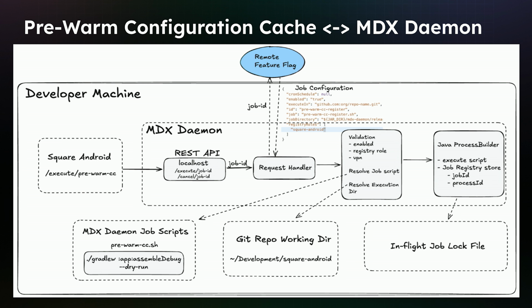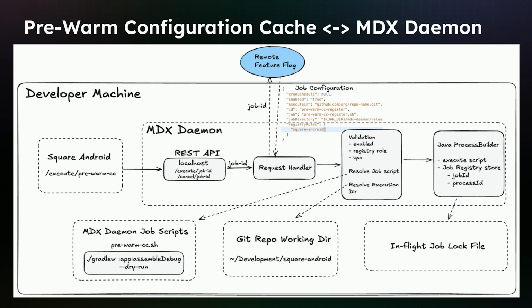Now that we understand how the MDX daemon works and executes a script based on a job ID, let's talk about how the system can be leveraged for pre-warming Gradle builds to maximize cache hits. As you can see here, the Square Android project is now the client, which makes a request to execute the pre-warm configuration cache job. The daemon fetches the job configuration and locates the script it needs to execute.